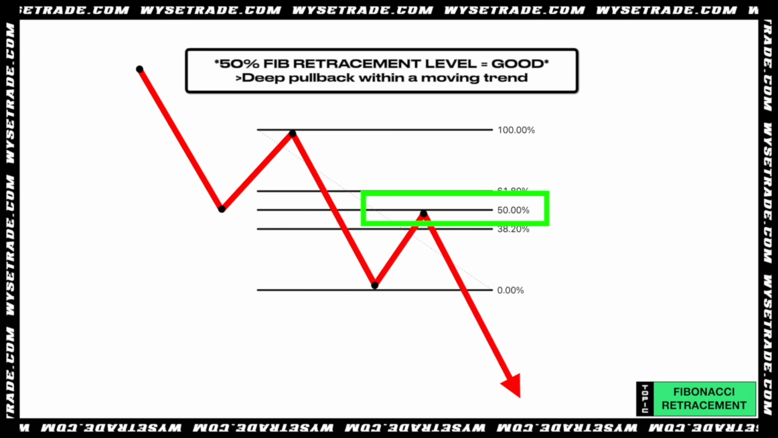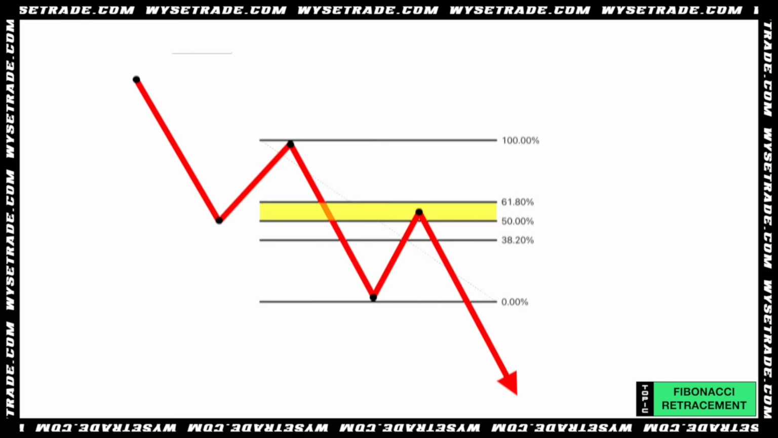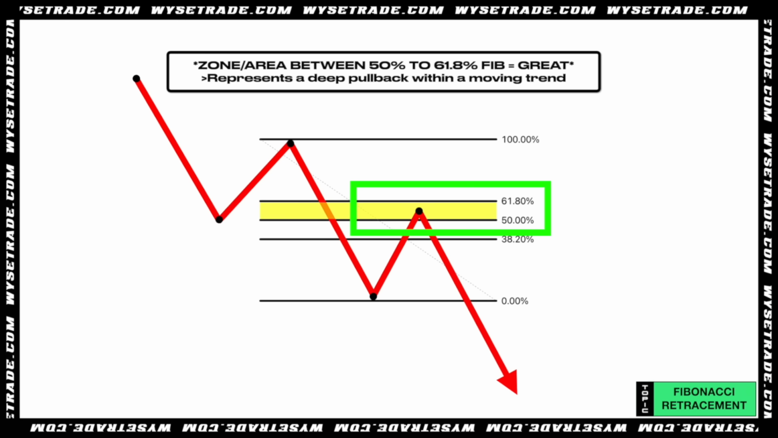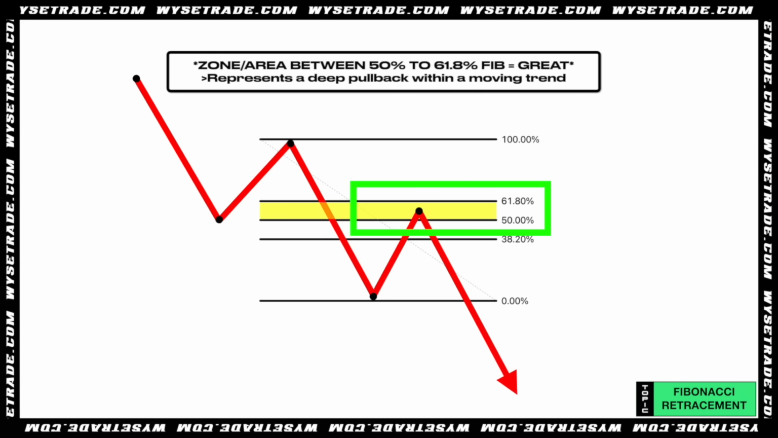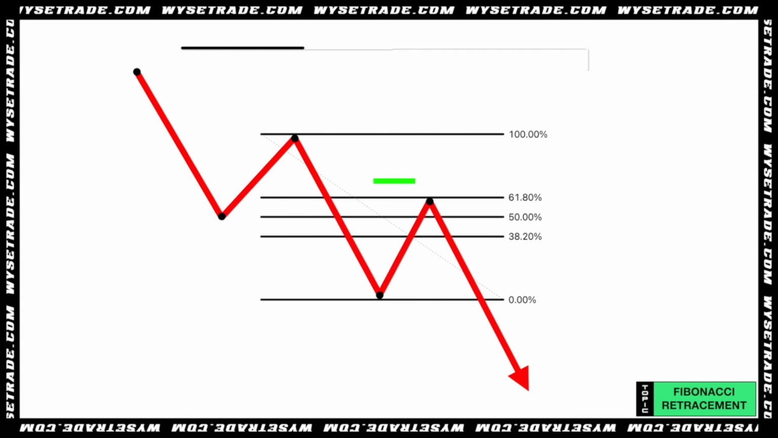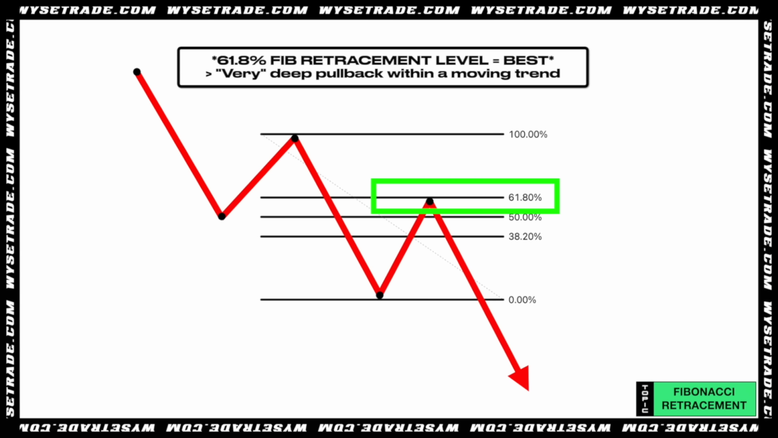50% Fibonacci is good. The zone and area between 50% fib and 61.8% fib is great. And 61.8% Fibonacci is best. So 2 very key points.